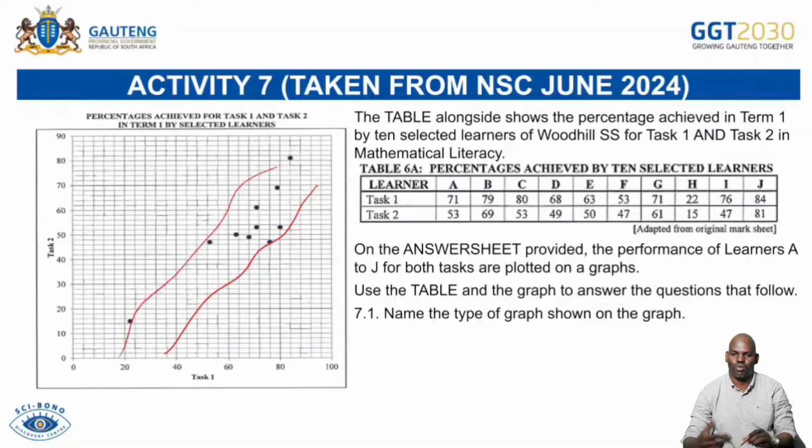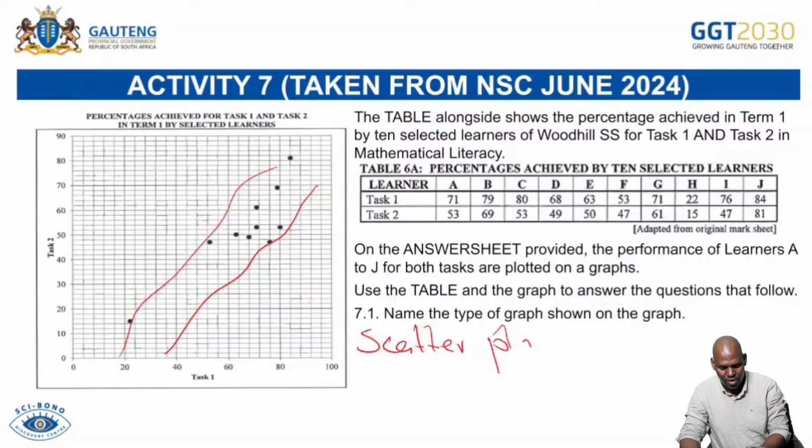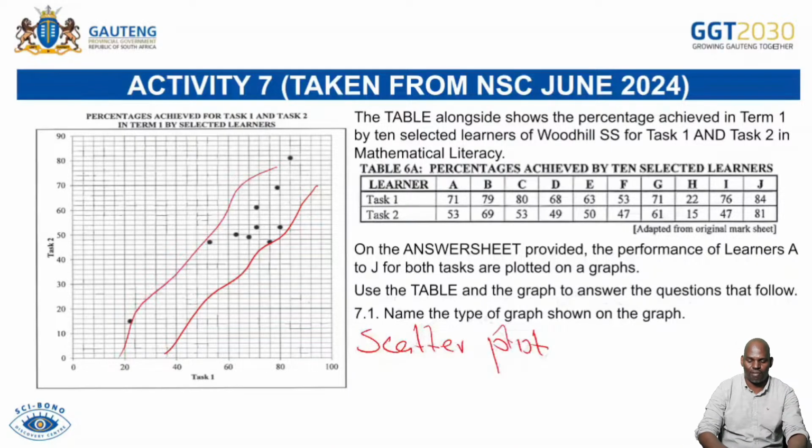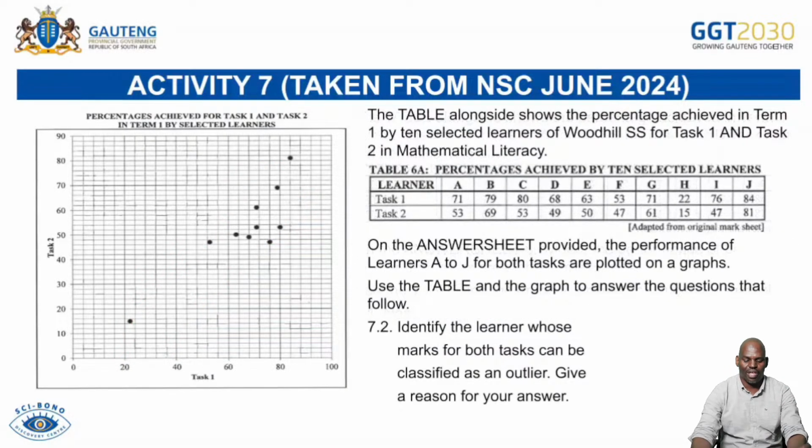Name the type of graph. You should know the type of graph now. It's a scatter plot. That is the answer for number 7.1. Right. And then for 7.2, identify the learner whose marks for both tasks can be classified as an outlier. So what do we mean by an outlier, or what is an outlier?